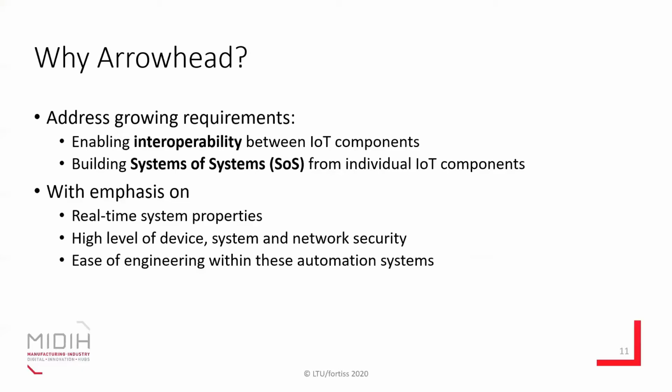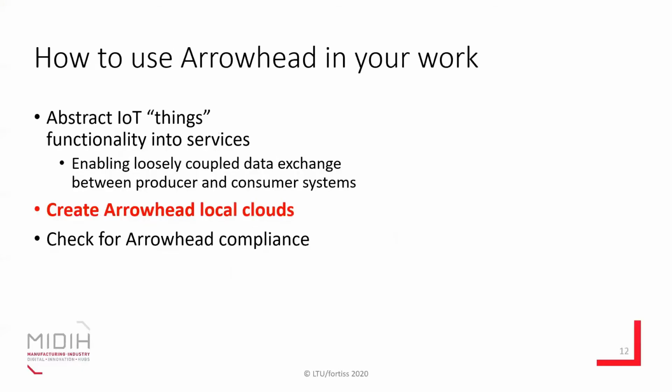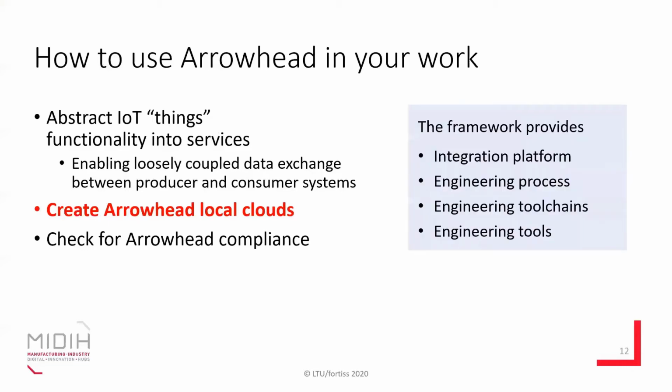Now, if you want to get started with Arrowhead, you start off by abstracting your IoT things or functionalities into services. This will enable loosely coupled data exchange between the producer and consumer systems. Then you create Arrowhead local clouds. To do that, the framework provides the integration platform, the engineering processes, tool chains, and tools. And then optionally, you can do an Arrowhead compliance check that's coming soon to the Arrowhead framework.